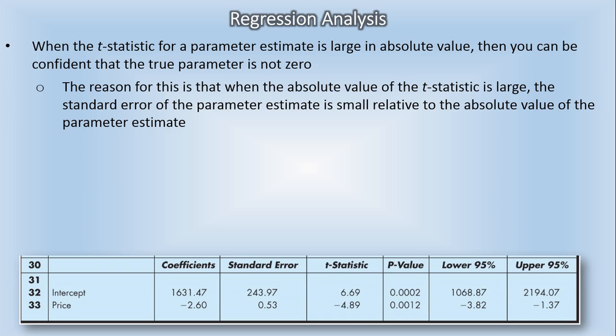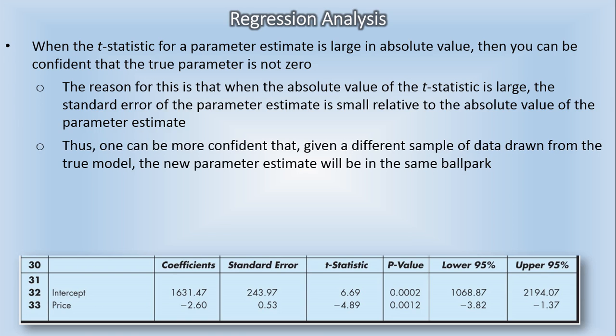And if that standard error is small, your t-statistic will be large, which means that your estimate of this variable is statistically significant. So therefore that variable is a valid explanatory variable, a variable that does explain some of the variation in the dependent variable, in this case, quantity demanded. So one can be more confident that given a different sample of data drawn from the true model, the new parameter estimate will be in the same ballpark.